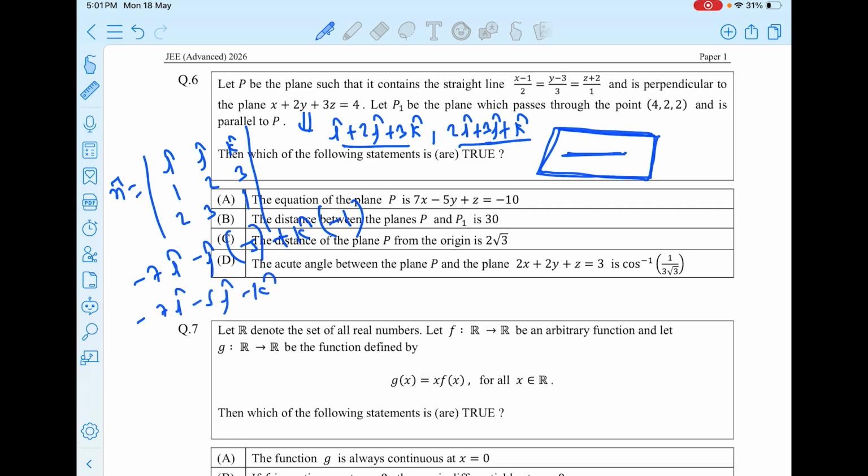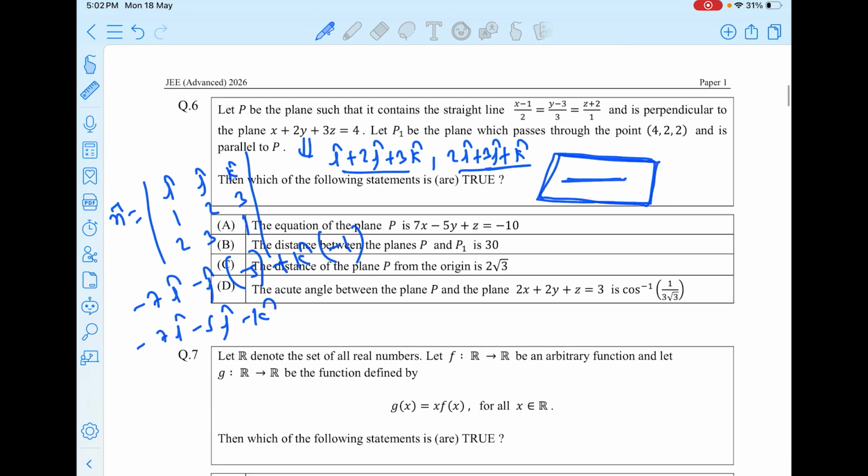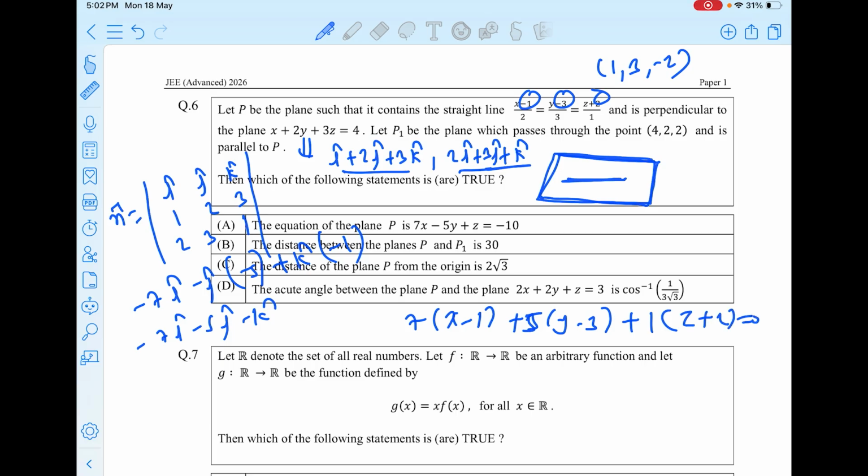And now this plane is passing through. See, the line is lying in this plane, so a point of the line is lying in the plane also. From which point is this line passing? So this will give you the point 1, 3, minus 2. So what will be the equation? 7 times of x minus 1 plus 5 times of y minus 3 plus 1 times of z plus 2. This will give you the equation of the plane.